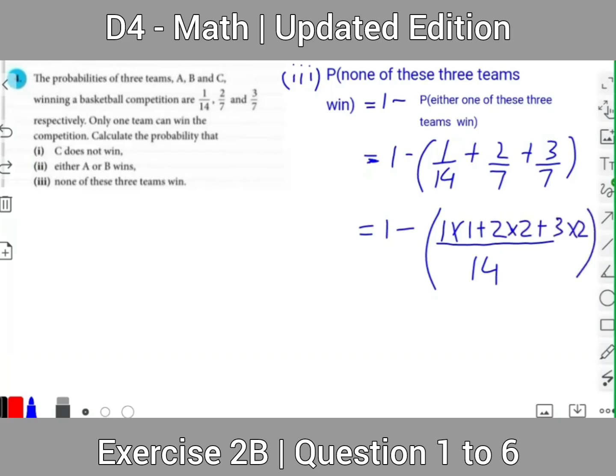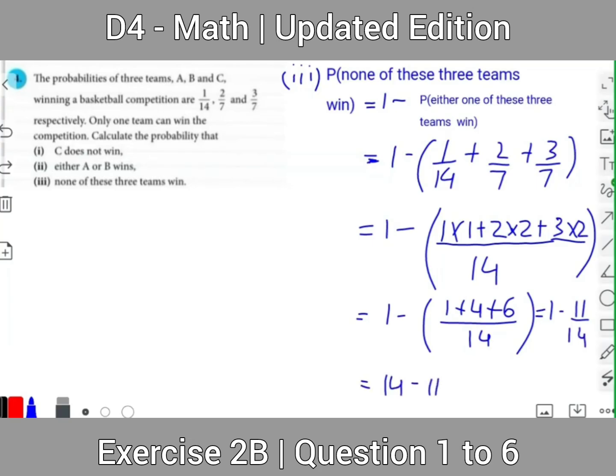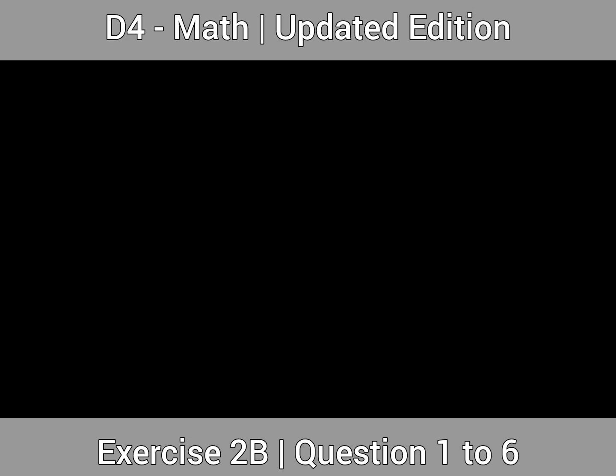Now here we have 1 minus 1 add 4 add 6 over 14. After adding up, we get 1 minus 11 over 14, since 6 add 4 is 10 and add 1 is 11. So now we have 14 minus 11 over 14, and after simplifying, we will get 3 over 14. So the probability that none of these three teams win is equal to 3 over 14.